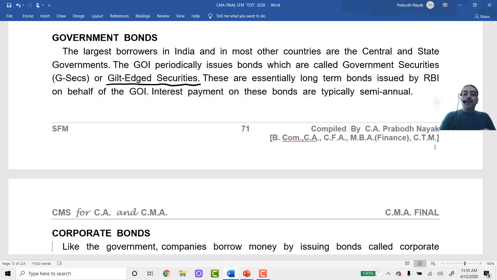Okay. So these gilt-edged securities are nothing but government-backed securities, which are long-term loans taken by the government through RBI. These long-term bonds are issued by the Reserve Bank of India on behalf of India. And normally interest payment on these bonds is typically semi-annual. That means they pay half yearly interest. Semi-annual interest means half yearly interest.